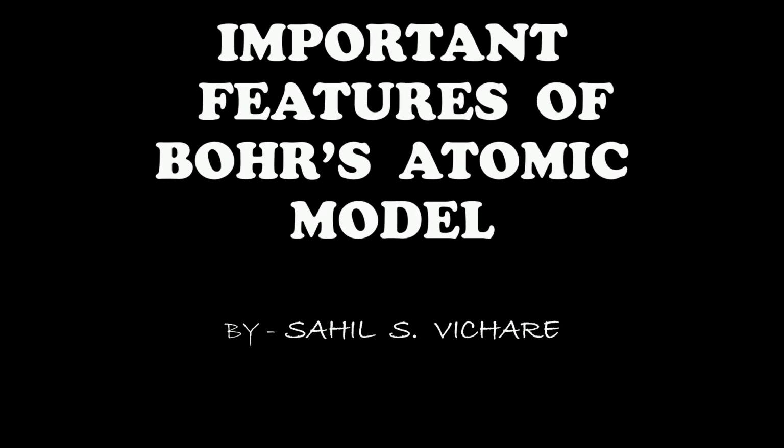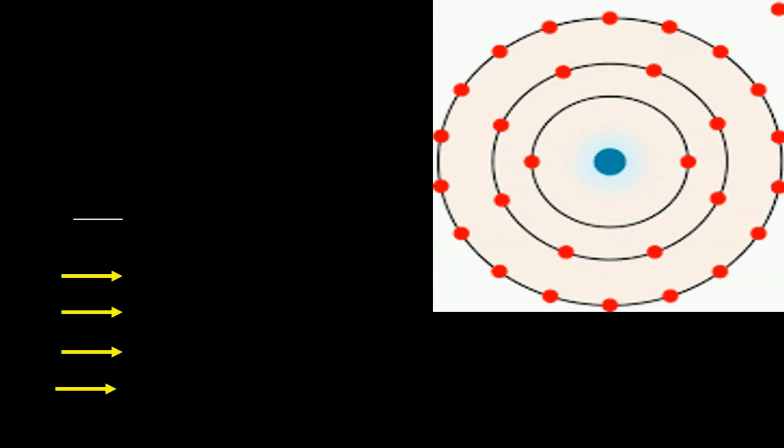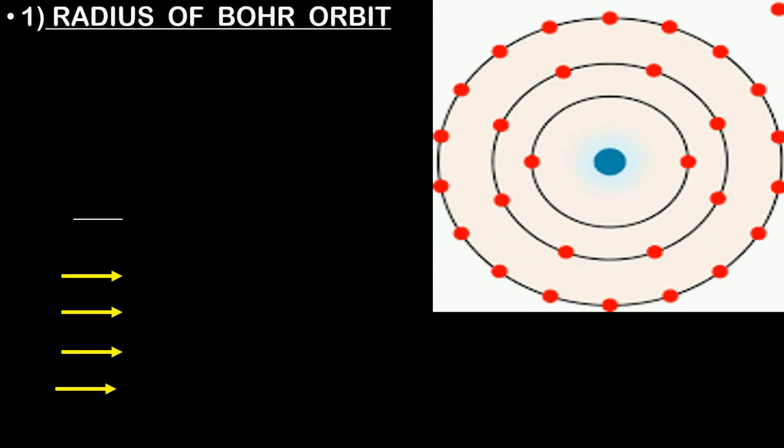So now let us understand the important features of Bohr's atomic model. In this video, we are going to understand the two important features. Let's start with the first feature, that is, we can find the radius of Bohr's orbit. Bohr orbit is nothing but the orbit in which the electron is revolving around the nucleus. But how can we find out the radius of Bohr's orbit?